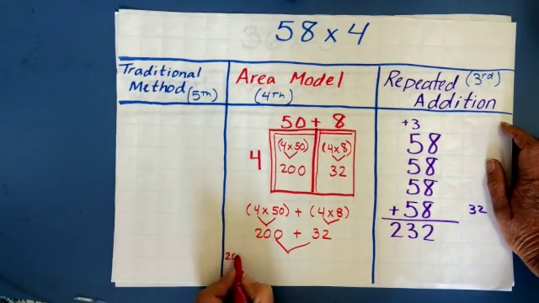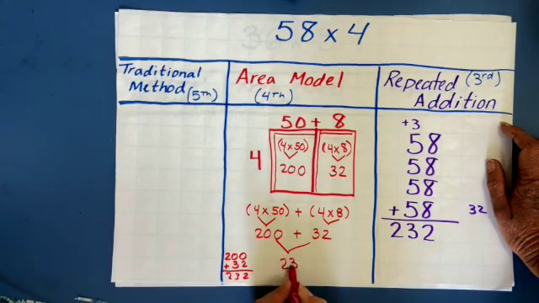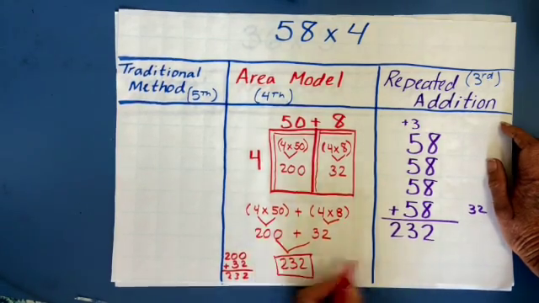If I want, I can write it up and down. And then I just get 2, 3, 2. So I got 232 as my answer, just like I did with repeated addition.